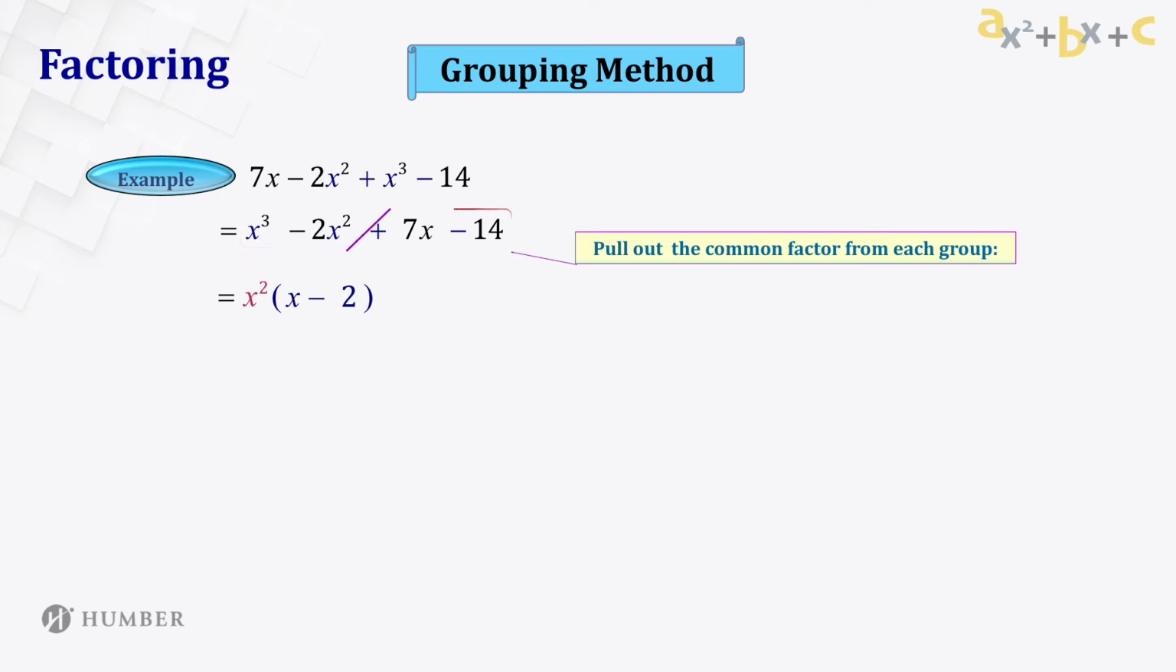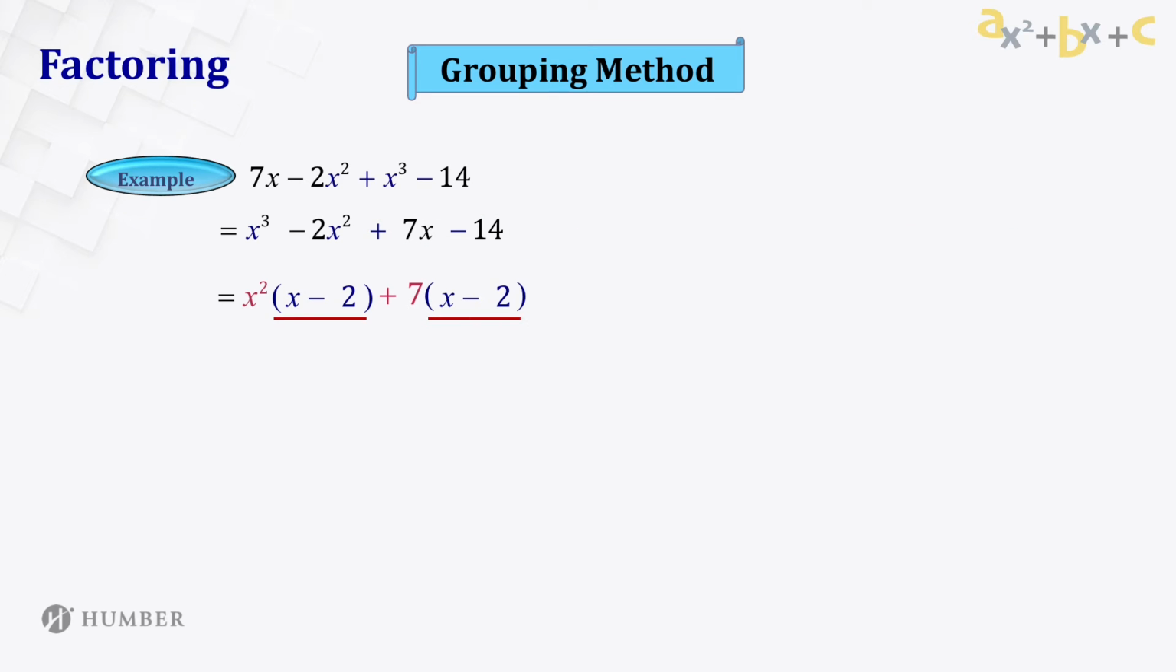Similarly, for the second group, we can see 7 as a common factor. Take 7 from each group. We are left with x minus 2 inside of the bracket. Now we can see the binomial x minus 2 as a common factor for the 2 groups. So take the common factor x minus 2 from each group. We are left with x squared plus 7 inside of the bracket.